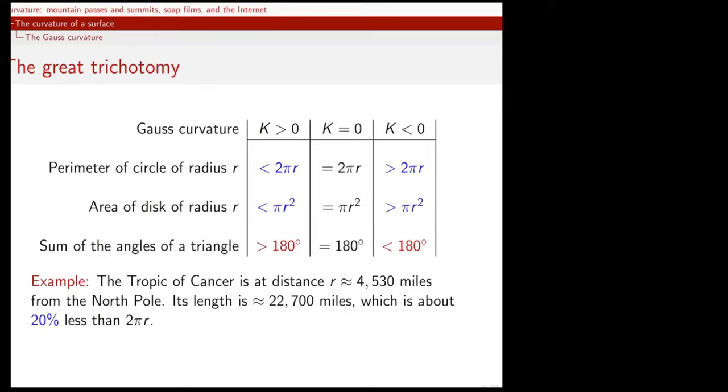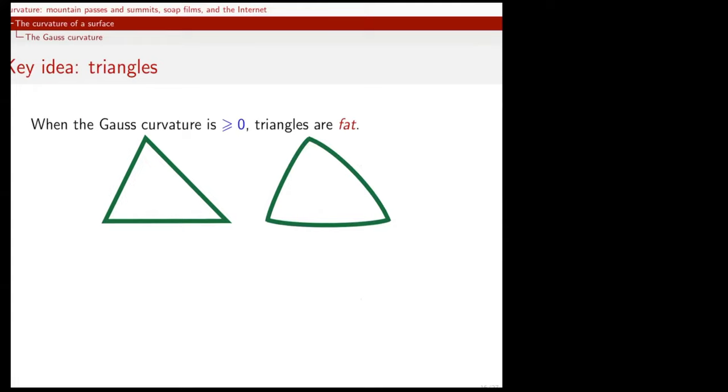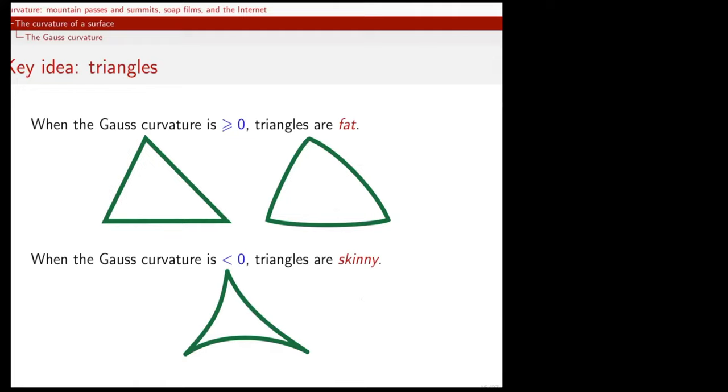Okay, so you can think of it in the following way. If you're in curvature zero, a triangle looks like this, right? That would be in curvature zero. But when the curvature is positive, the angles are more, so it looks more like that. Namely, triangles are fat. But when the curvature is negative, the triangles are skinny because the angles are smaller than what you would expect. So that's what I would like you to get out of this.